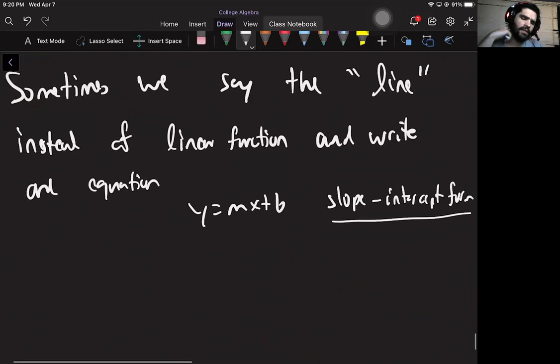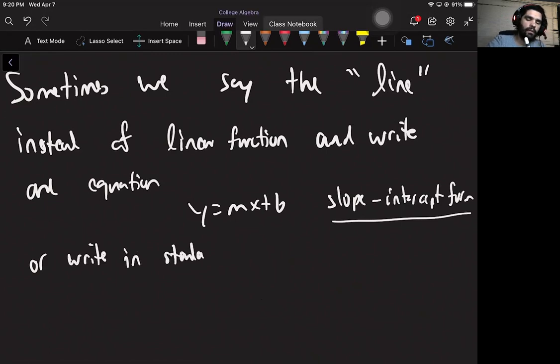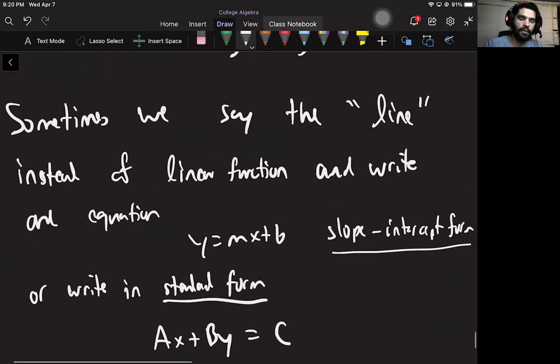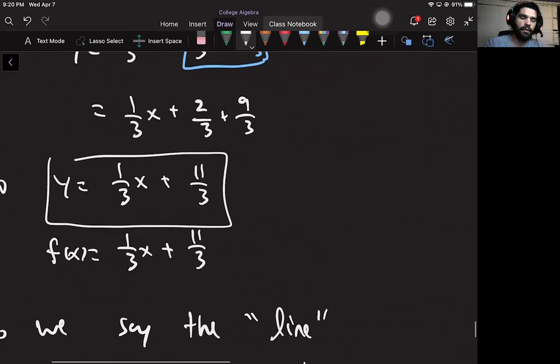And the reason people might keep it like this instead of changing it to functions is because they sometimes like to manipulate this equation and write it in standard form. I'm not going to really do this, so I wouldn't worry too much about it. But what they do is they move the x's to one side with the y's and leave the number on the other side hanging out. So we could do that here.